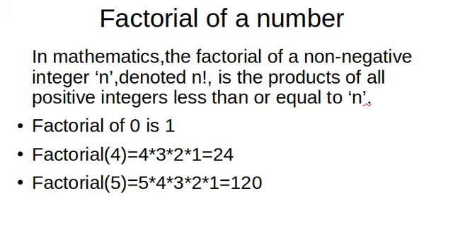Now, in this episode, we're going to discuss factorials of a number. We're going to understand what the factorial of a number is and how to work out factorials of a number in algorithms. In mathematics, the factorial of a non-negative integer, let us say the integer is n, denoted as n!, is the product of all the positive integers less than or equal to the n value. For instance, the factorial of 0 is 1.